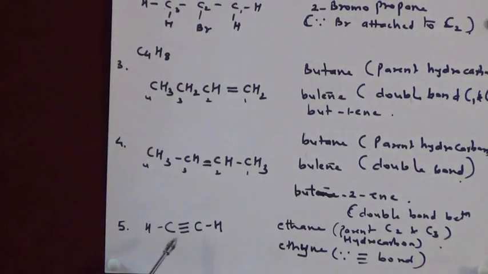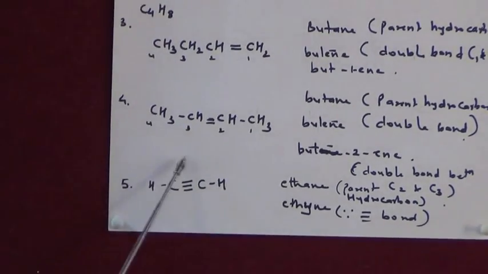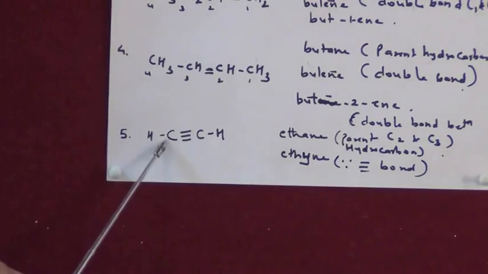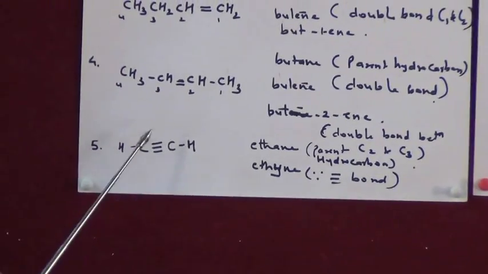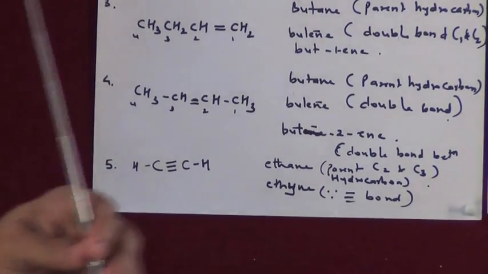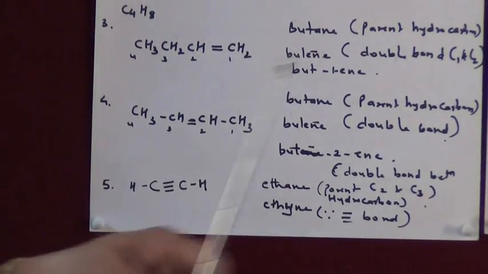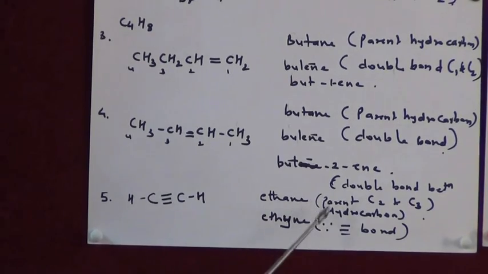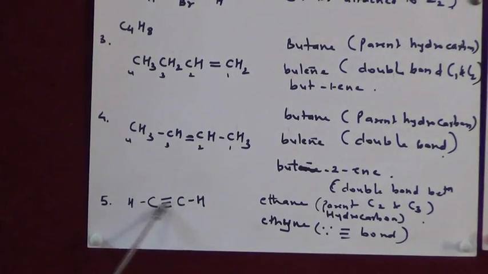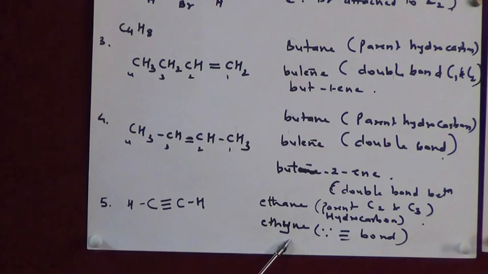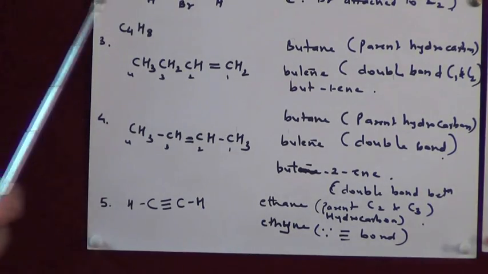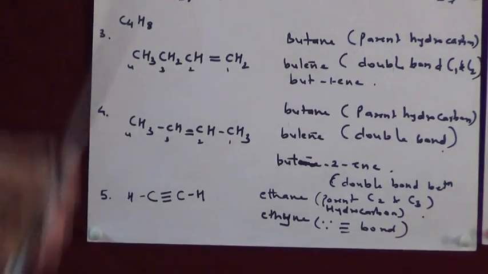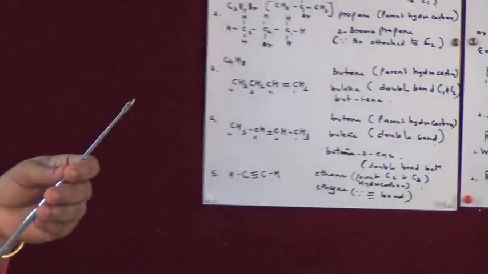The next example is with a triple bond, C2H2. The 2 carbon atoms are attached by a triple bond. Now identify the number of carbon atoms and which parent hydrocarbon it belongs to. C2 means it is ethane, but because it has a triple bond, this becomes ethyne, and hence the name of this particular organic compound will be ethyne. So for each organic compound, we have seen that there are different rules that are applied.